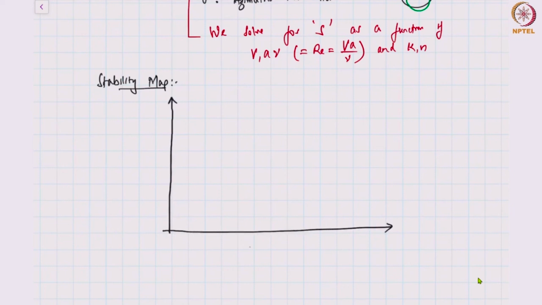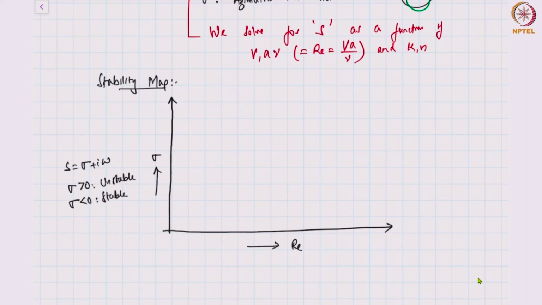So you could have Reynolds number varied on the left side, and you can have sigma. Remember, S is equal to sigma plus i omega. So we know that if sigma is greater than 0, we have an unstable flow. And if sigma is less than 0, we have stable.